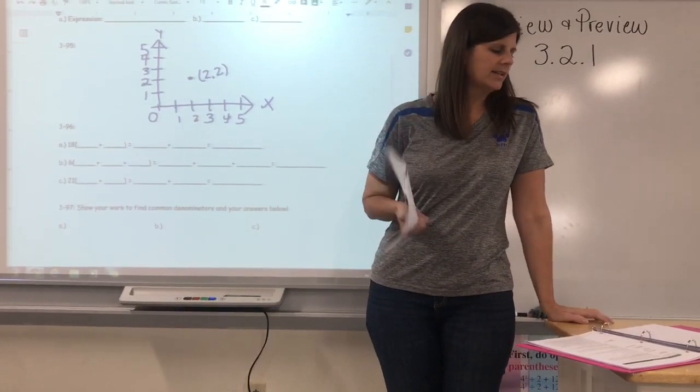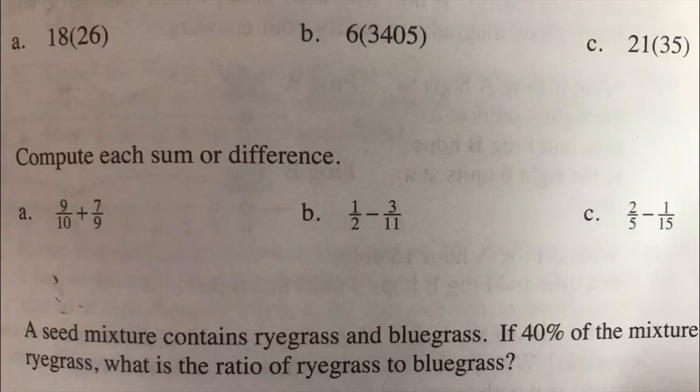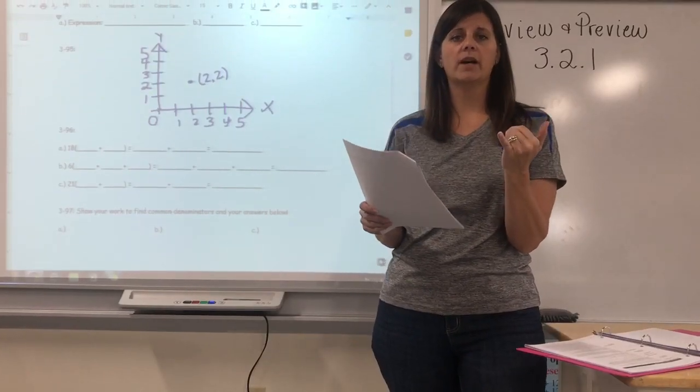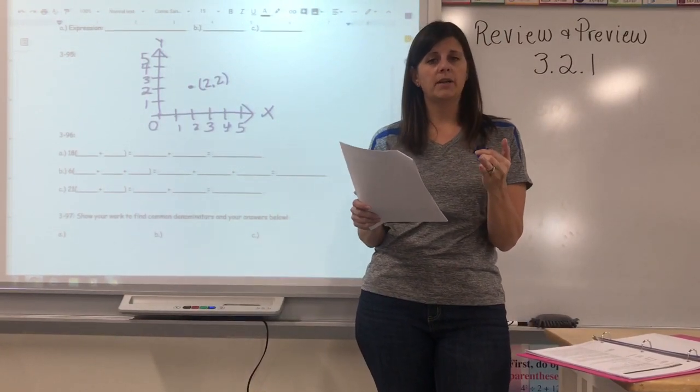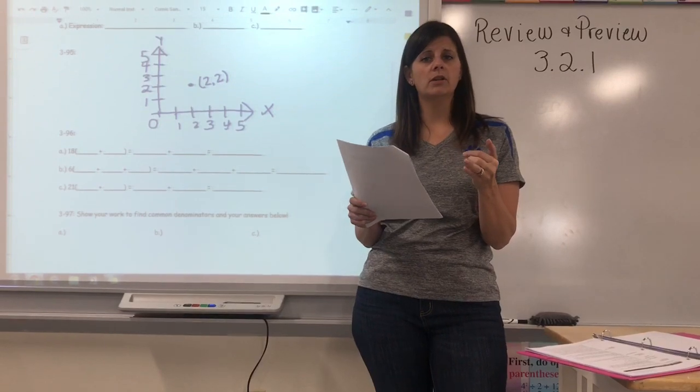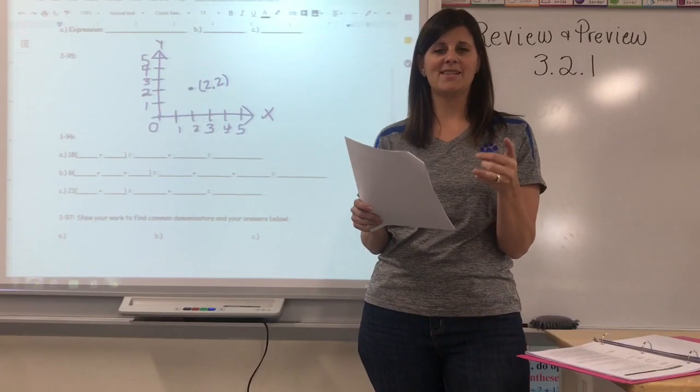For question 97, we've got some fractions that we are either adding or subtracting. So by now, we should be getting a little bit faster, getting into good habits here. You have to copy the problem correctly first. Make sure you have the correct operation copied and the correct fractions. Once you have it copied, show me the giant ones that you're going to use to get your common denominators.